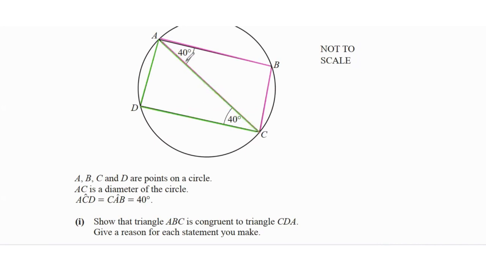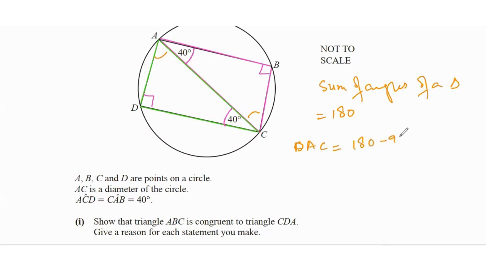So we already know that these two angles are equal. And since AC is the diameter, that means angle B and angle D are going to be 90 degrees, because angles in a semicircle, when touching the circumference, are equal to 90. So if these two angles are equal, automatically the third angle is also going to be same, because you know, sum of angles of a triangle equals to 180. Angle DAC would equal to 180 minus 90 minus 40, which is 50.